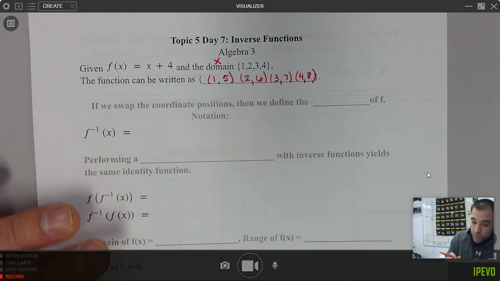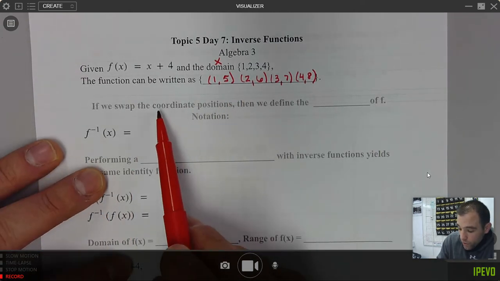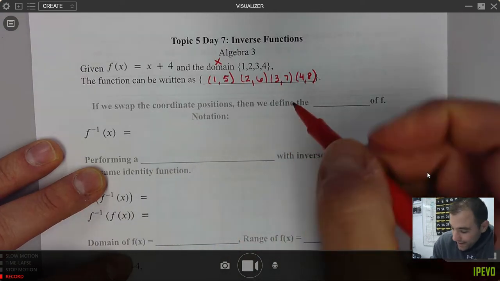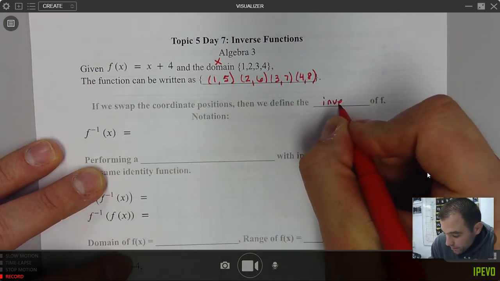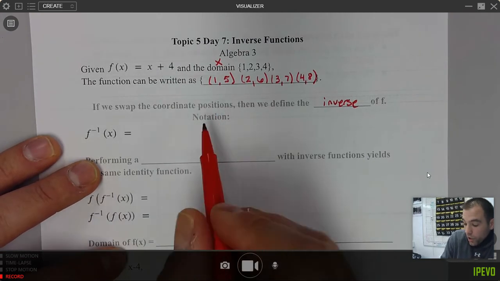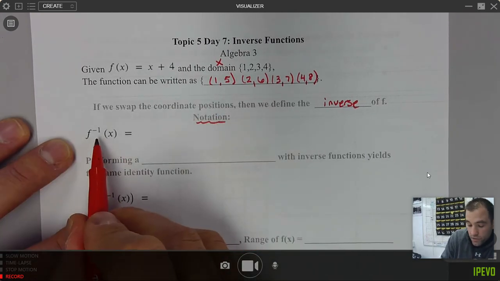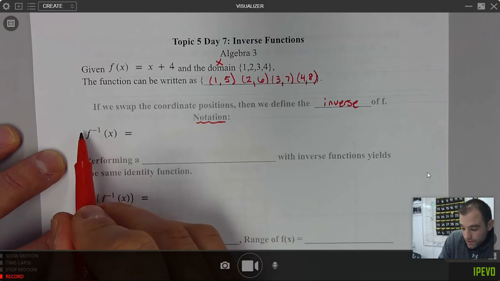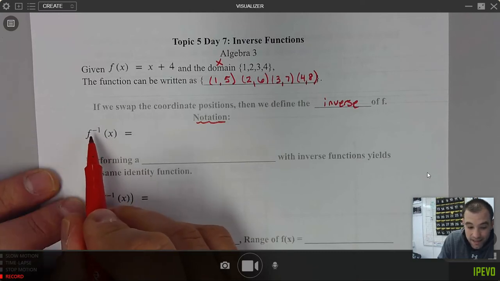Now here's where the inverse comes in. If we swap the coordinate positions, then we define the inverse of f. And the way that we notate the inverse of f is with an exponent of -1. So this doesn't mean f to the negative first power. That means inverse.